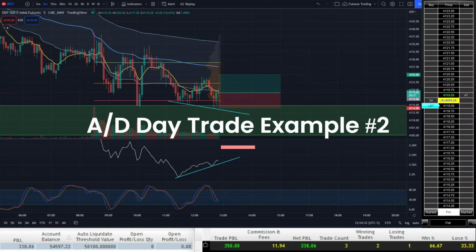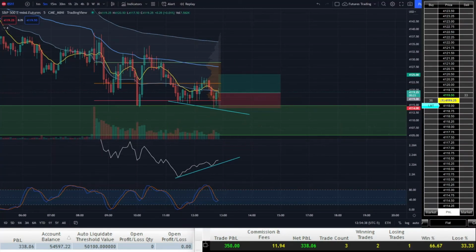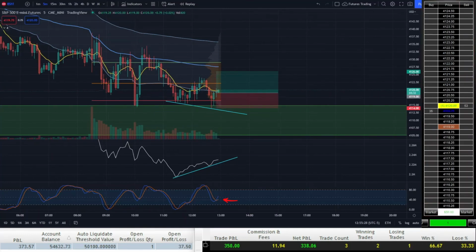This next example takes place shortly after the first one. After dropping a bit, price pushes back above these same key support levels, and the AD bullish divergence is even stronger now. Stochastic RSI is also curling upwards again, so I take the same long entry around the same support levels. This time, the bullish divergence does play out, and price shoots upwards to hit my profit target.